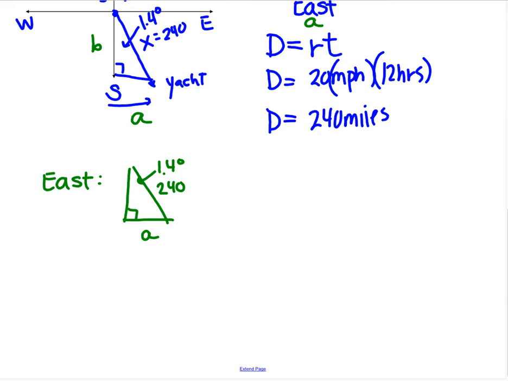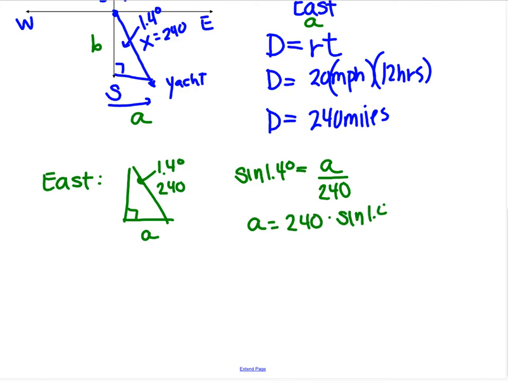We need to choose the appropriate trig function for this, and we're going to use the sine. The sine of 1.4 degrees equals side opposite, which is A, over side hypotenuse, which is 240 miles. Now we solve this for A. I'm going to multiply both sides by 240. Plug it into my calculator, making sure I'm in degree mode, and you get 5.86. What that means is you're going 5.86 miles in the direction of the east.